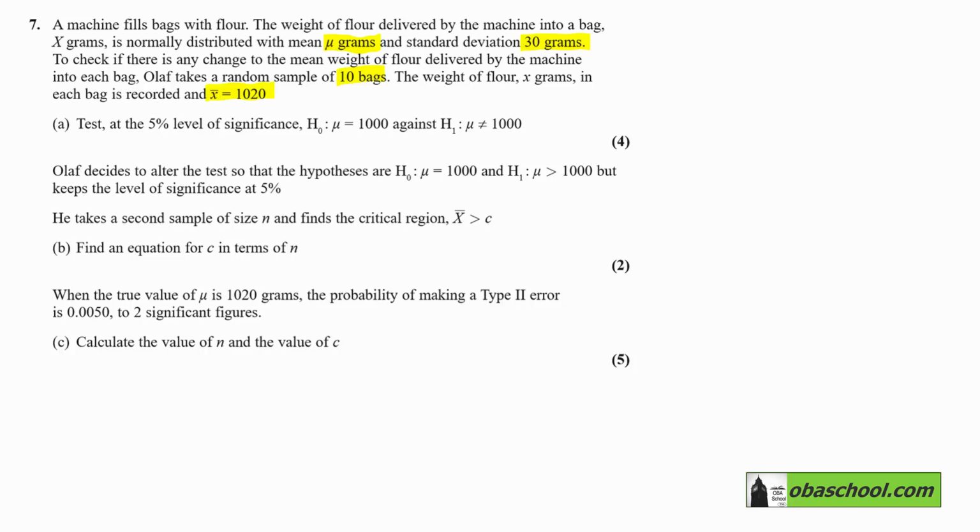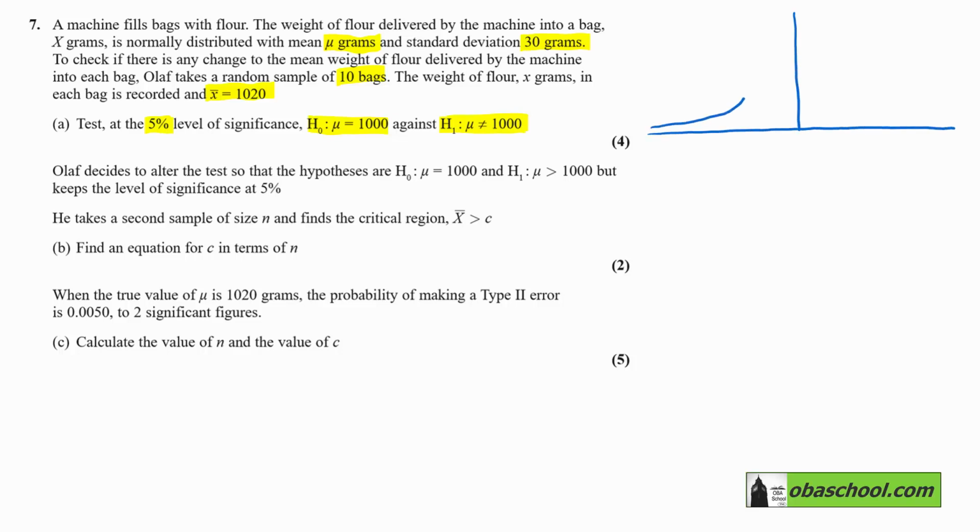We want to test at the 5% level of significance the following hypothesis. H0 is that mu is 1000, and the alternative is just that mu is not 1000. So that is going to give us a two-tailed test.